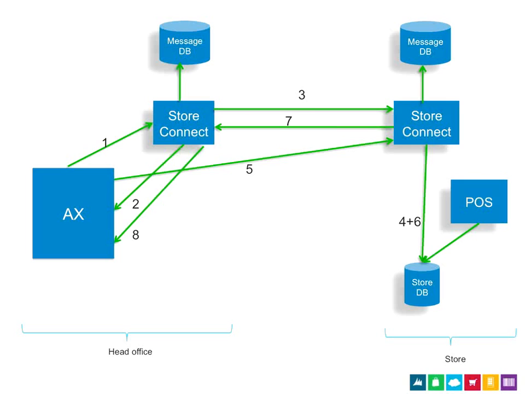Now, data uploads work slightly differently. In this scenario, AX will directly contact the Store Connect at the store and send the request down there. At that point, that instance will query the data extracted from the POS database and upload it to the Store Connect at the headquarters, and from there we turn around and insert it into AX.